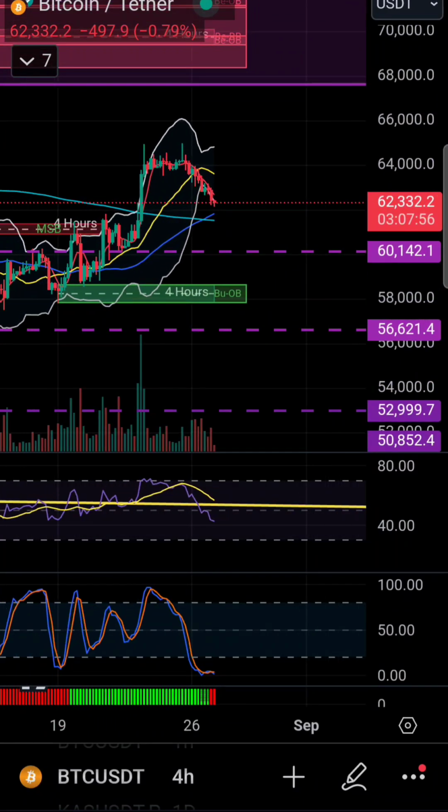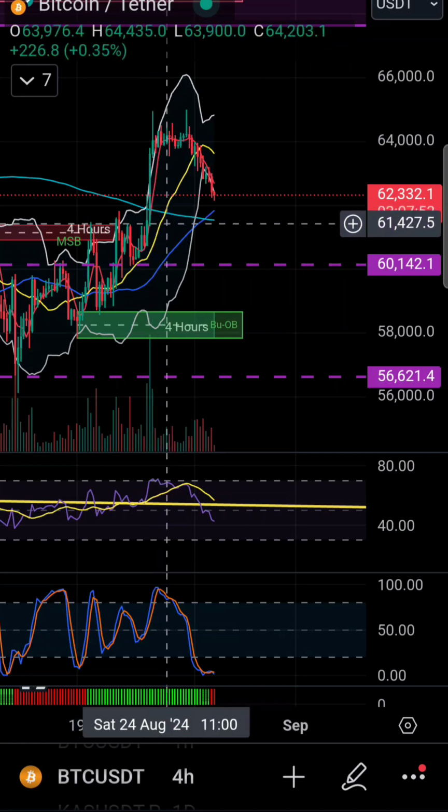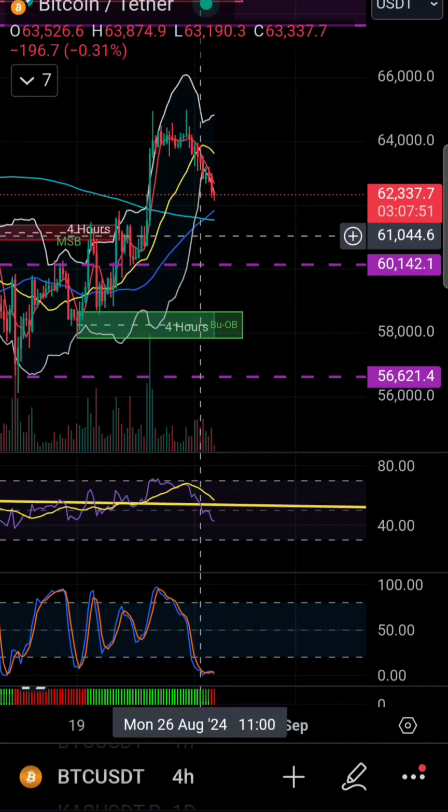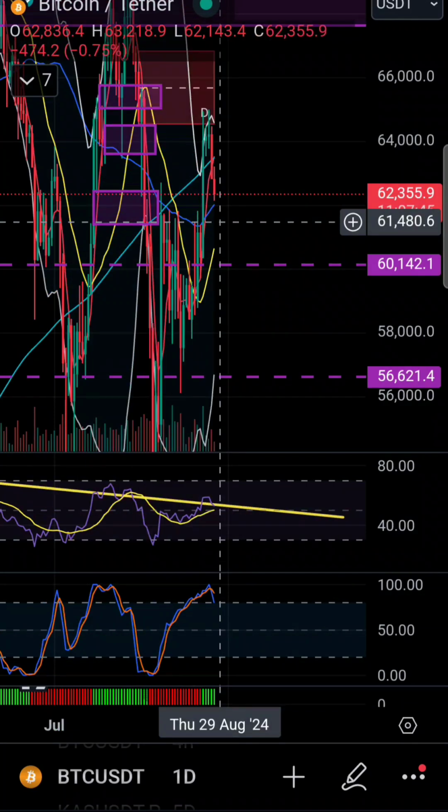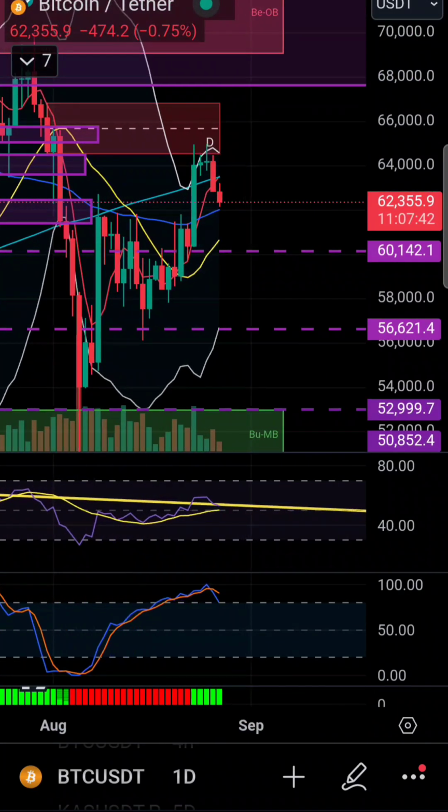So in the 4 hour, we're coming back into this crossing of the 50 EMA, crossing up through the 200 EMA. I'm leaving the line right there on the cursor. At this point in time, we lose that 62K area.